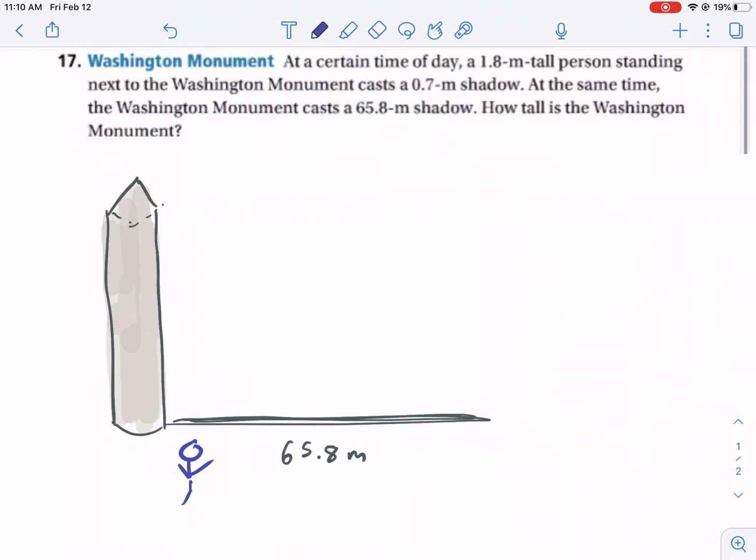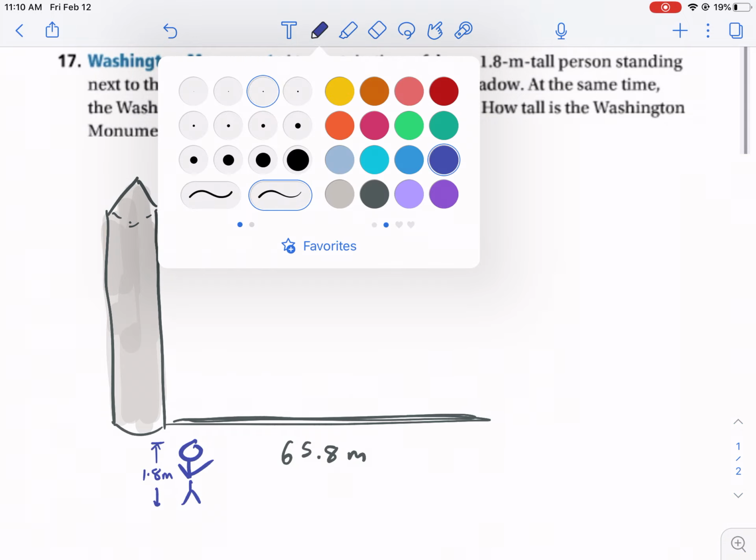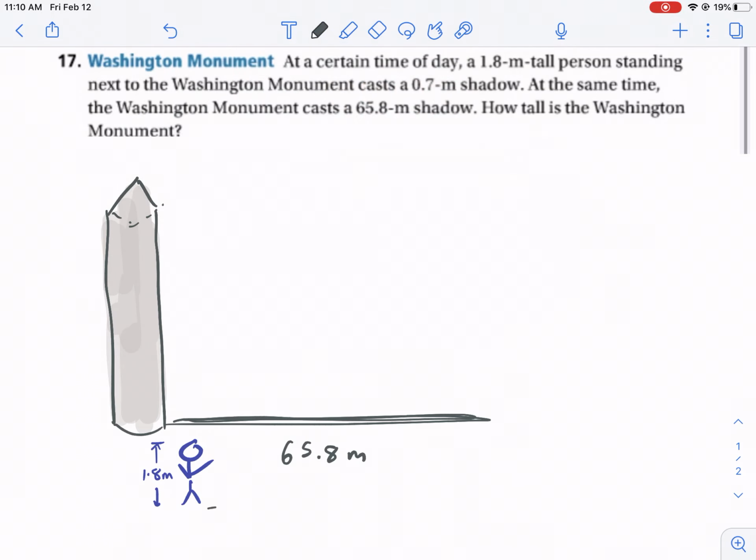Now we have a person standing nearby, and he's going to be blue. Okay, there he is. And we know that he is 1.8 meters tall. So we're going to draw him, 1.8 meters, all the same units here. We don't have to convert anything, that's good. And he only casts a shadow that is 0.7 meters. So here's his shadow, that is 0.7 meters.